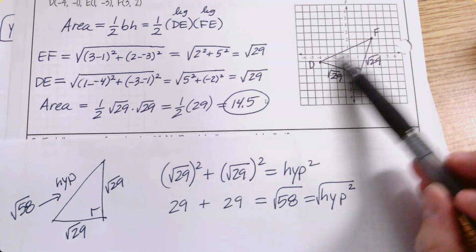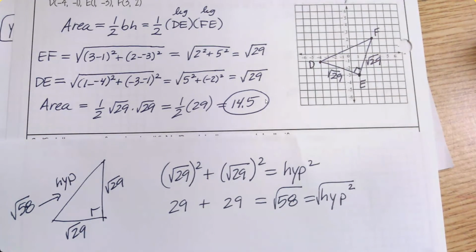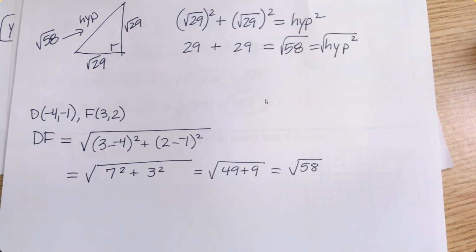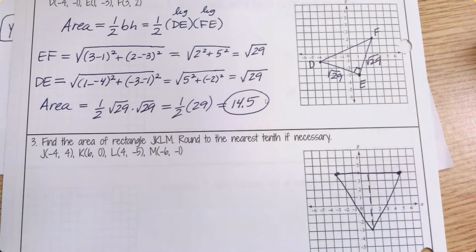The other way I could find the length of DF is I could use the distance formula. If I use the distance formula, I get the same thing. If there are two ways to do something, you should always get the same thing if you do it either way. Here's using the distance formula. If I use the distance formula, this is what happens, and I end up with root 58 again. One thing to notice here is that I'm not simplifying these radicals because I'm going to put them in the problem. I'm going to do something with them. They're not really my answer, so I'm not really worried about them not being simplified.